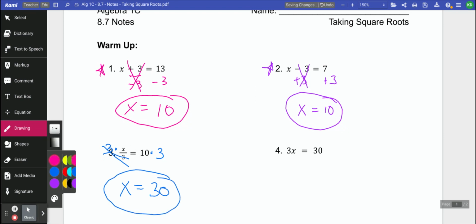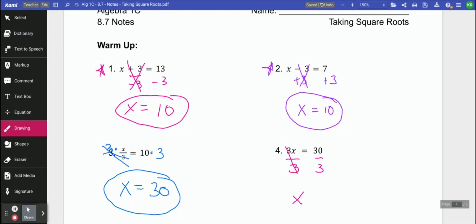And then we're going to do the same thing for this one. This one is 3x equals 30. When we see 3 next to an x like that, we know it's a multiplication. We undo multiplication with division the same way we just undid division with multiplication because they are inverse operations. Again, the 3's cancel out. 30 divided by 3 is 10. And there's our answer for that one.